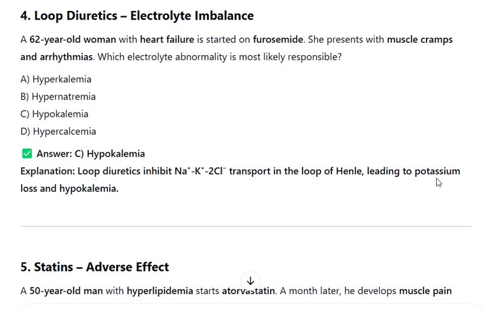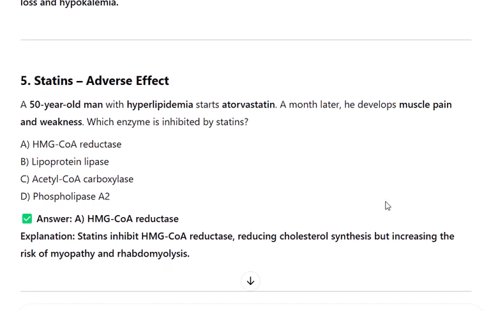5. Statins. Adverse effect. A 50-year-old man with hyperlipidemia starts Atorvastatin. A month later, he develops muscle pain and weakness. Which enzyme is inhibited by statins? A. HMG-CoA reductase. B. Lipoprotein lipase. C. Acetyl-CoA carboxylase. D. Phospholipase A2. Answer. A. HMG-CoA reductase. Explanation. Statins inhibit HMG-CoA reductase, reducing cholesterol synthesis but increasing the risk of myopathy and rhabdomyolysis.